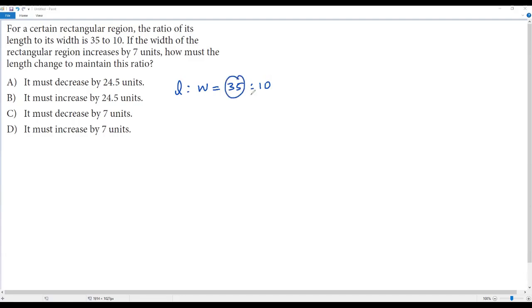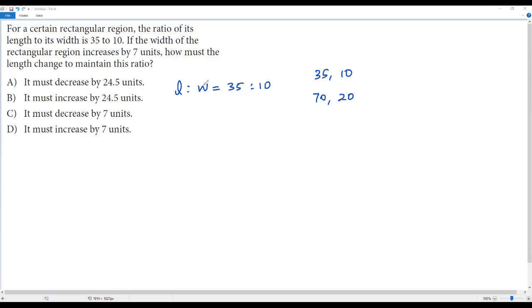For example, if I multiply the terms of the ratio by the positive number 1, then the length will be 35 and the width will be 10, because 35 times 1 is 35 and 10 times 1 is 10. If I multiply both terms by 2, then the length will be 70 and the width will be 20. In this way, I can get multiple answers for the dimensions of the rectangular region, and there is no restriction on what the length and width have to be.